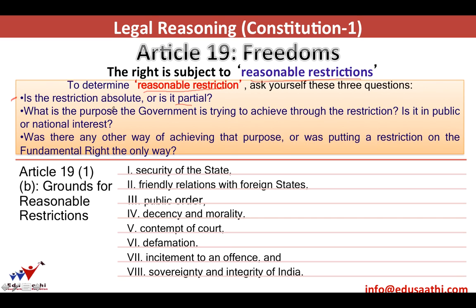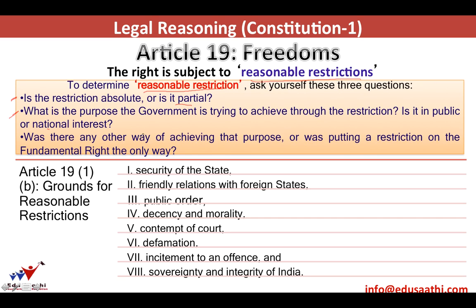Next is, what is the purpose the government is trying to achieve through the restriction? Is it in public or national interest? If the restriction is for public and national interest, then it's a reasonable restriction. You cannot be allowed to do anything if it's not in consonance with the public or national interest. You cannot do anything against the sovereignty of India. So any restriction put on your rights to protect the sovereignty of India would be a reasonable restriction.